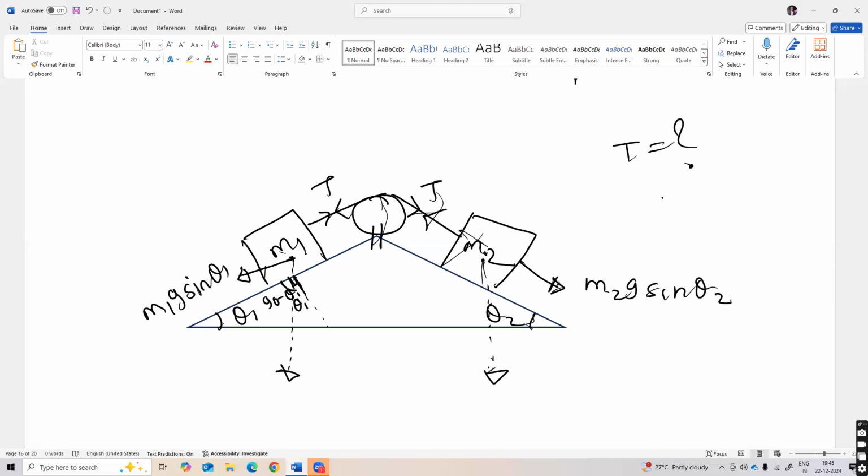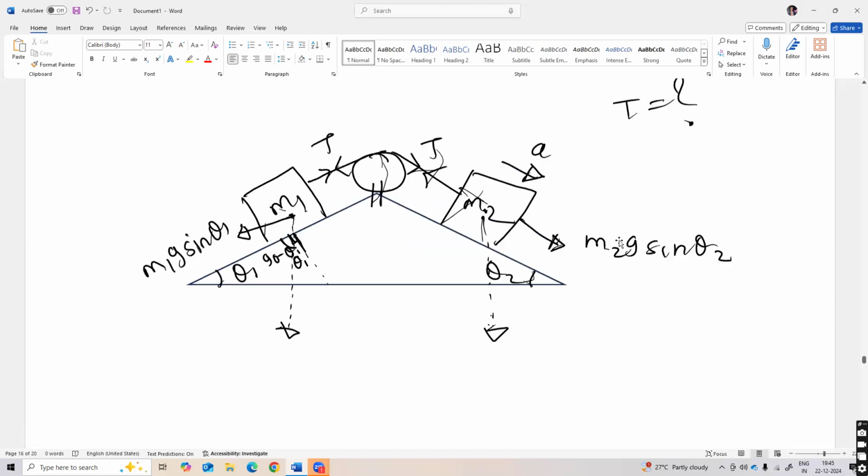Okay, so we have reached up to this point. Now let's say m2g sine theta 2 is more. So the objects are moving in this direction, and a is the acceleration.